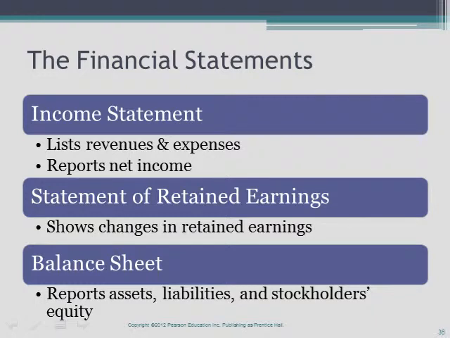The financial statements can be prepared from the adjusted trial balance. The income statement lists the revenue and expense accounts. The statement of retained earnings shows the changes in retained earnings. The balance sheet reports assets, liabilities, and stockholders' equity.